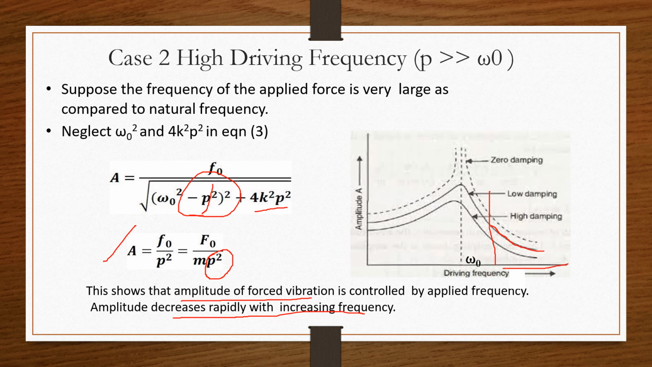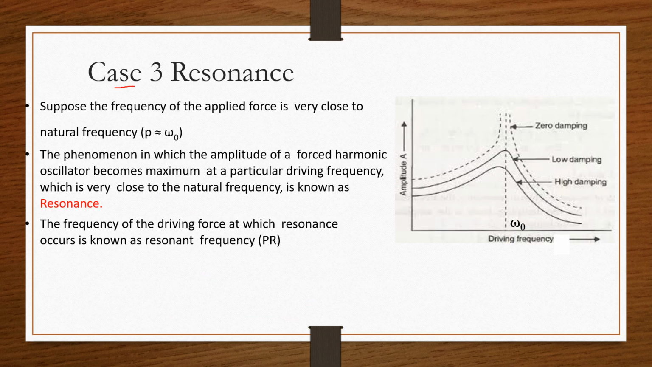In case 3, we have resonance, and it occurs when the frequency of the applied force, that is the frequency of the external periodic force, is very close to the natural frequency, that is when P is approximately equal to omega 0. So here you can see that when the driving frequency is very close to omega 0, the natural frequency of the oscillator, you are getting maximum amplitude. The value of amplitude is high.